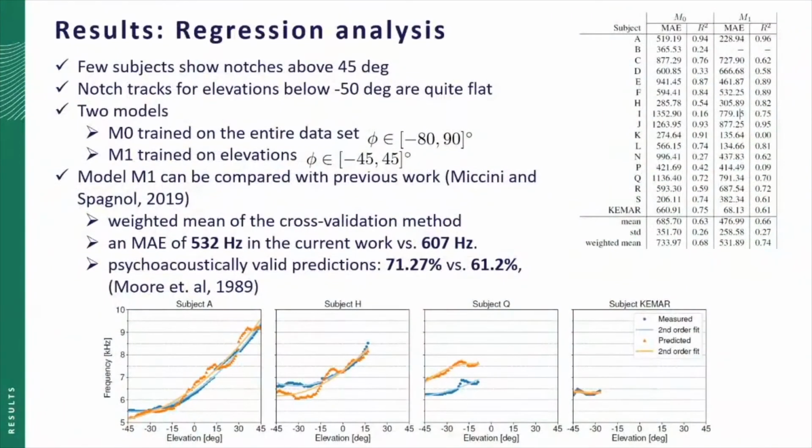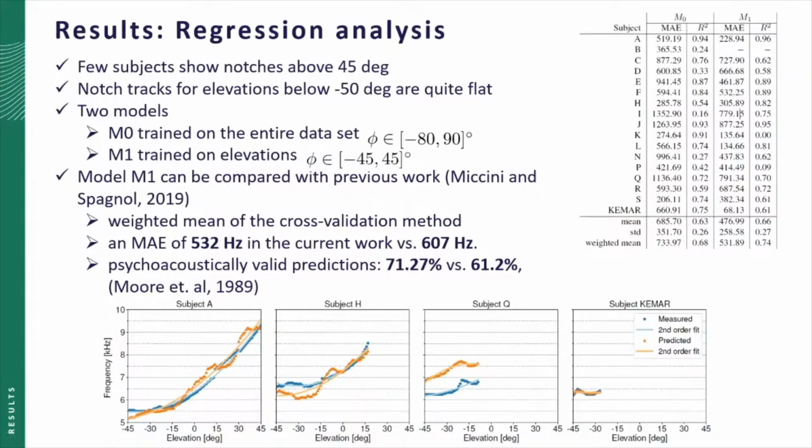The reason why a linear regression model was chosen was in order to be able to compare our results with previous work. Particularly, Miccini and Spagnol published a paper at last year's Sound and Music Computing Conference, where they built a linear regression model based on 2D anthropometric data. They focused on an elevation interval between -45 and 45 degrees. This choice is evident when looking at our results as well, as very few subjects show notches above 45 degrees, and notch tracks for elevations below -50 degrees are quite flat.